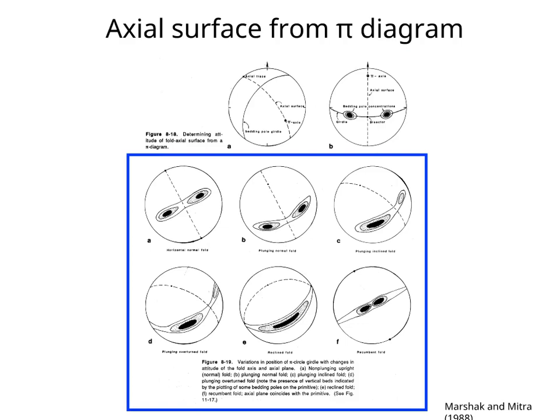A is a non-plunging, upright fold. B is a plunging fold. Note that in these two cases, the axial surface is almost vertical. C is a plunging inclined fold, and D is a plunging overturned fold. In D, notice the presence of vertical beds indicated by poles on the primitive. E is a reclined fold, and F is a recumbent fold. In this last case, the axial surface coincides with the primitive.